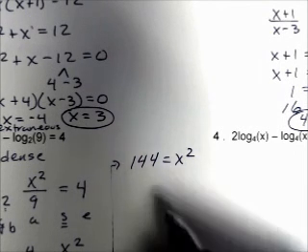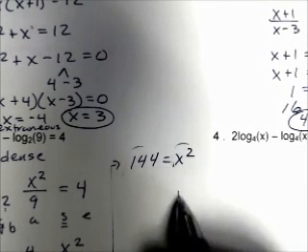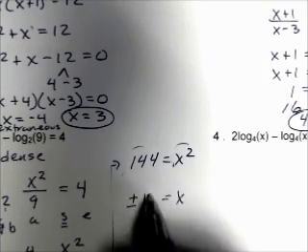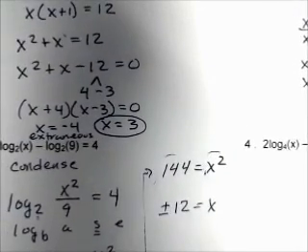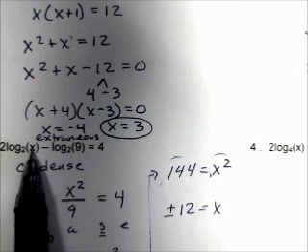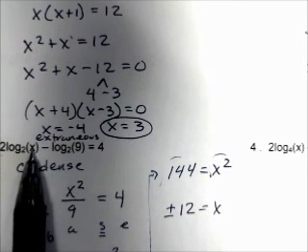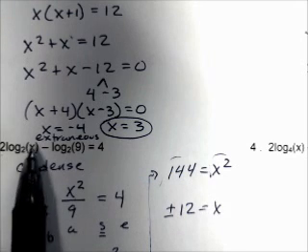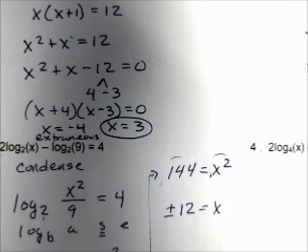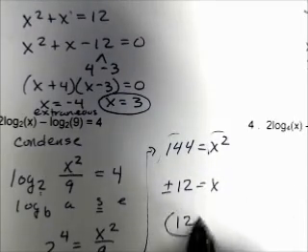So now we take the square root of both sides. So x equals plus or minus 12. All right. Positive 12 as an argument, that's fine. But negative 12, no. Remember, the argument of a log term must be positive. So our answer here is simply 12.